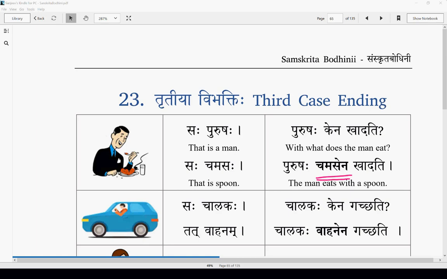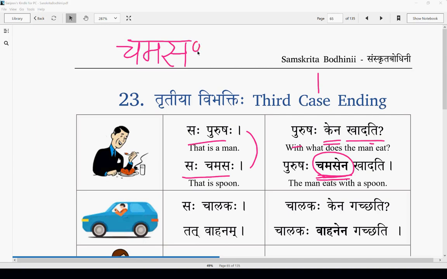Chamasena. Saha Purushaha, Saha Chamasaha. So we need to connect. The action happening here is khadati, eating. Purusha is eating. And what is the connection? Now the question first, Purusha kena khadati? Chamasena khadati, with the chamasa. What is the base word for chamasa here? Chamasa only. Chamasa is a pullinga word, an Akaranta pullinga word like Balaka or Rama. So the Prathama Vibhakti becomes chamasaha.